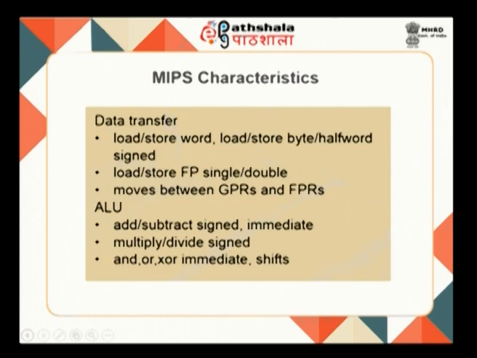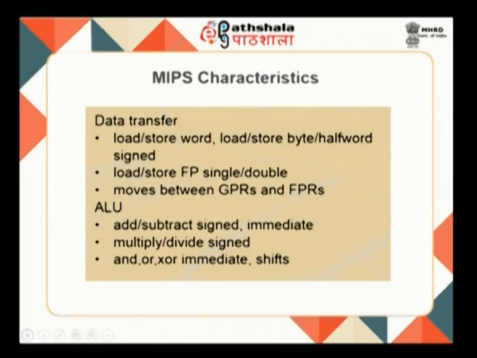If you look at the data transfer instructions here, you can load and store a word, you can load or store a byte or a half word, which can be signed or unsigned data. Similarly, you can load and store a floating point operand, which is either single precision or double precision. It also allows you to perform data transfers between the general purpose registers and the floating point registers. So, you have a number of general purpose registers and a number of floating point registers, and data transfer instructions allow you to transfer data between these two sets of registers.